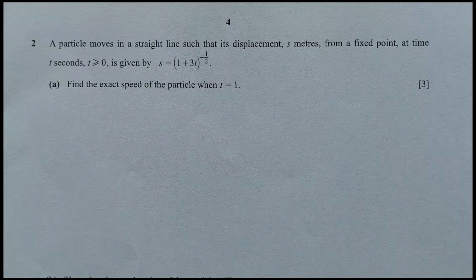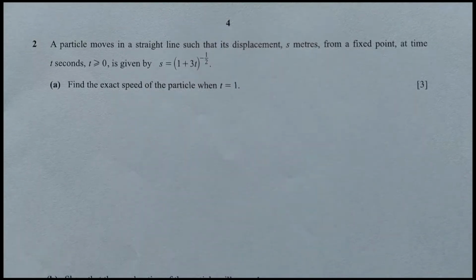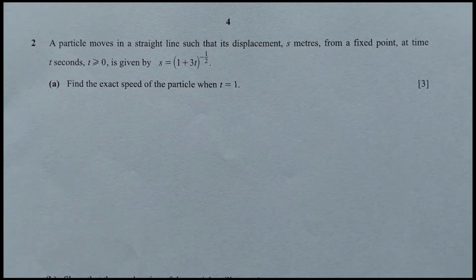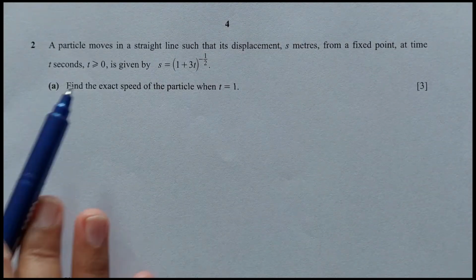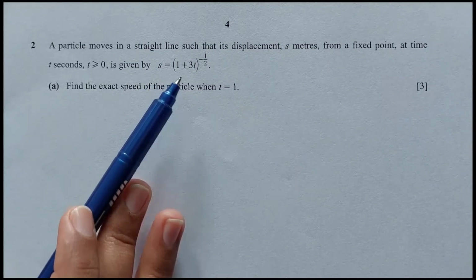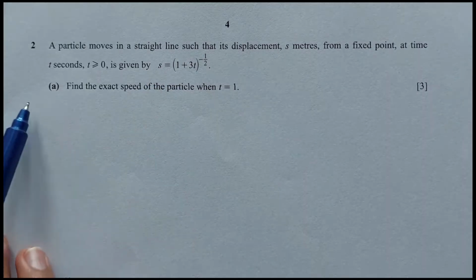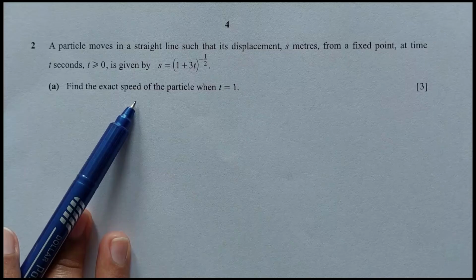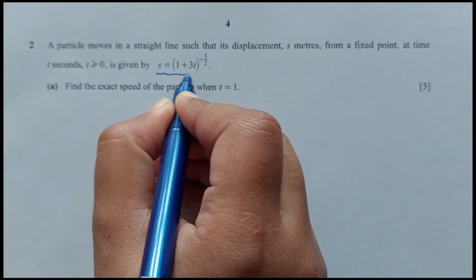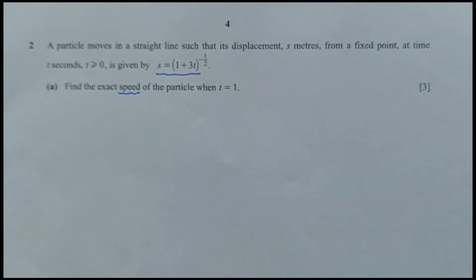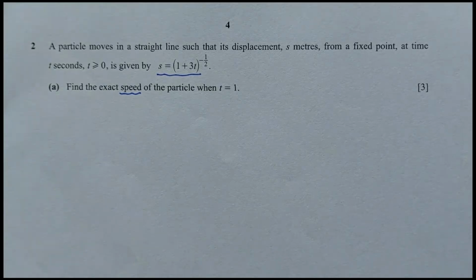Question number 2. A particle moves in a straight line such that its displacement s meters from a fixed point at time t seconds, t is greater than or equal to 0, is given by this. So we have given the displacement. Now for the A part, find the exact speed of the particle when time is 1. Okay, we need to find the speed, and we know that speed is a scalar quantity and it does not have any direction, so speed can never be negative. We need to take the positive speed.